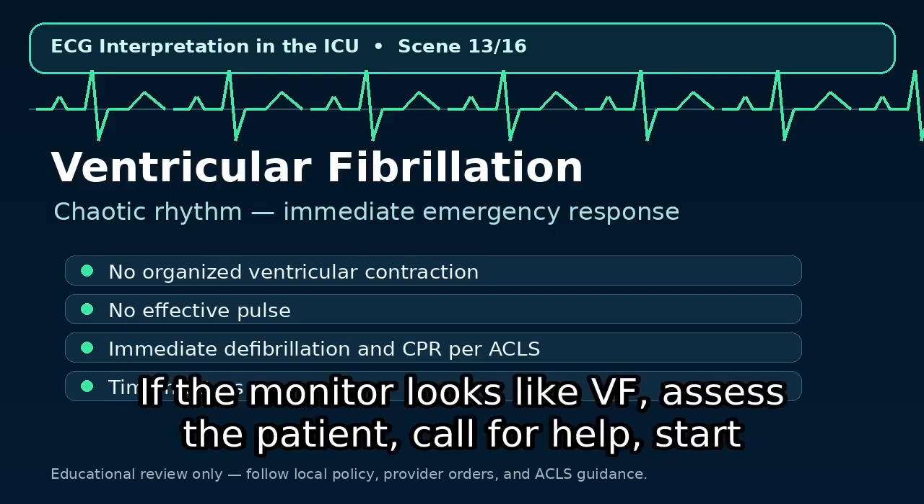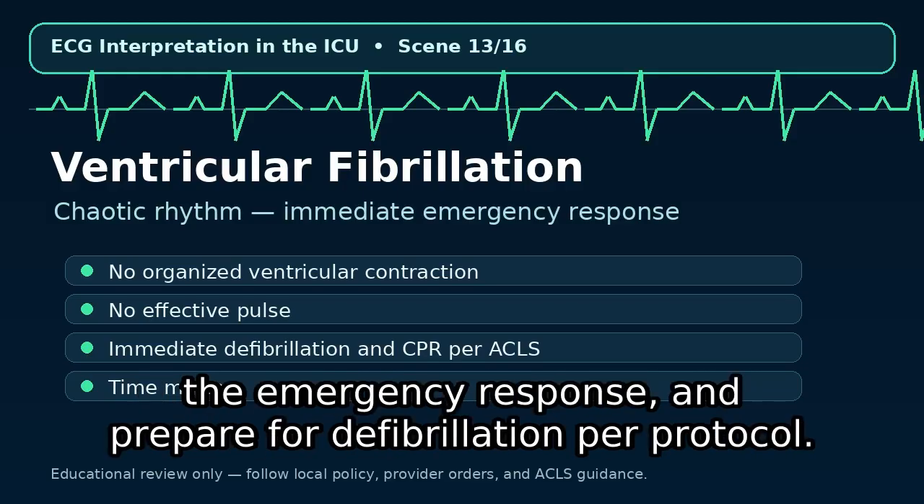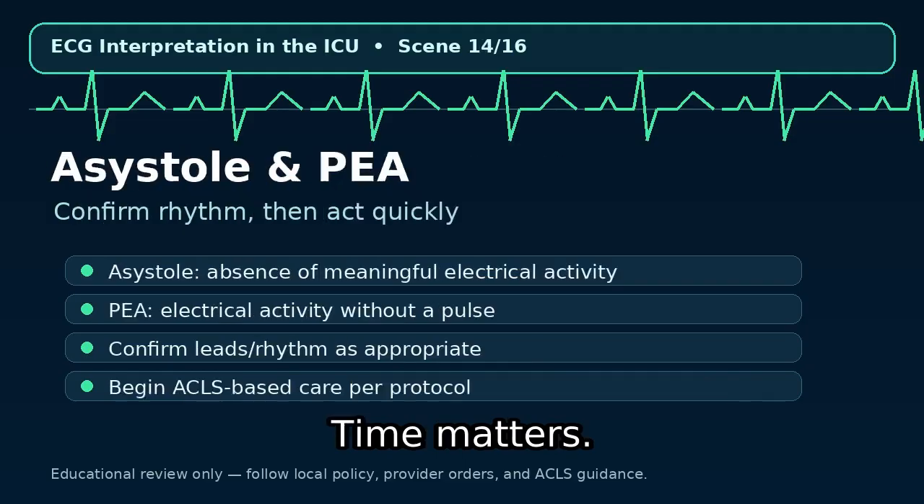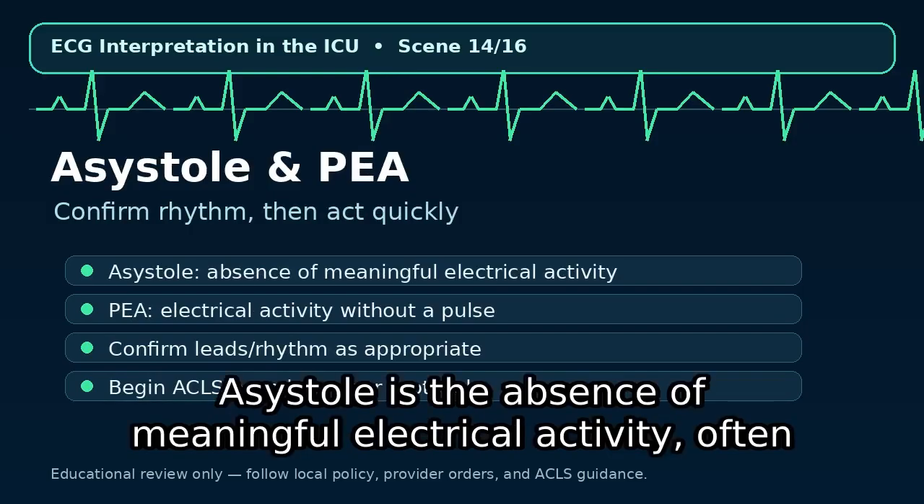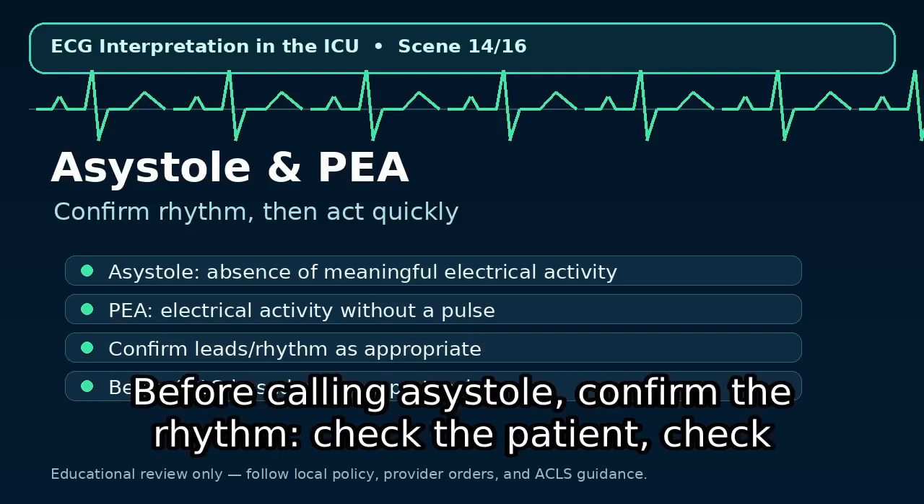If the monitor looks like VF, assess the patient, call for help, start the emergency response, and prepare for defibrillation per protocol. Time matters. Asystole and PEA are both cardiac arrest rhythms, but they are different. Asystole is the absence of meaningful electrical activity, often appearing as a flat line. Before calling asystole, confirm the rhythm.